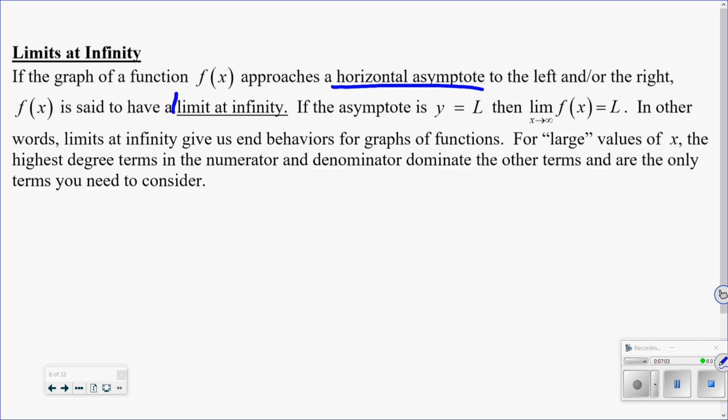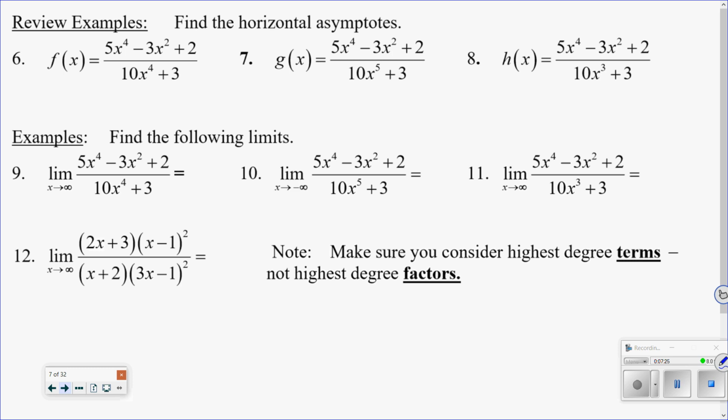Whenever you're given a limit at infinity, as x approaches infinity or negative infinity, what it's really asking for is the end behavior. For large values of x, the highest degree term in the numerator and the denominator dominate the other terms and are the only terms you have to consider. I'll show you an example of that right now. So let's look at number 6. It says find the horizontal asymptotes. Okay, so when we go to look at f of x, we want to find out as I go to the right, does y approach a number, or as x gets really small to the left, does the y coordinate approach a number.